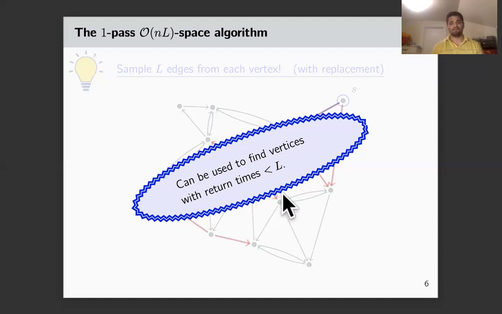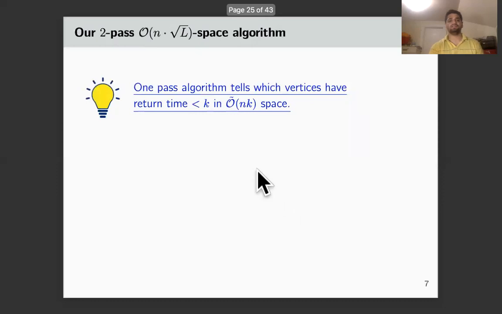We shall actually use this procedure in the first pass of our algorithm. But we shall not use it with the parameter L. We shall use it with a different parameter K. Think of K as root L. We will set it to something around that later on, but for now, just think of it as root L. And we shall run this algorithm.